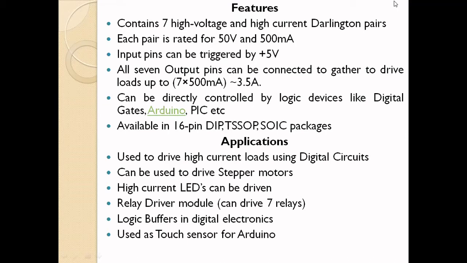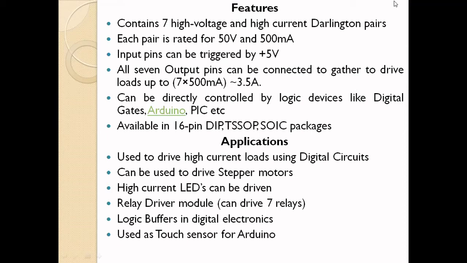Next, the input pins can be triggered by 5 volt. So here we are giving a 5 volt supply to this driver circuit. All 7 output pins can be connected together to drive loads up to 7 times 500 milliamps. Suppose I want to drive a high current load, for example 3.5 amps. We can connect all the output pins. 7 pins are available, each 500 milliamps, so you'll get 3.5 amps.